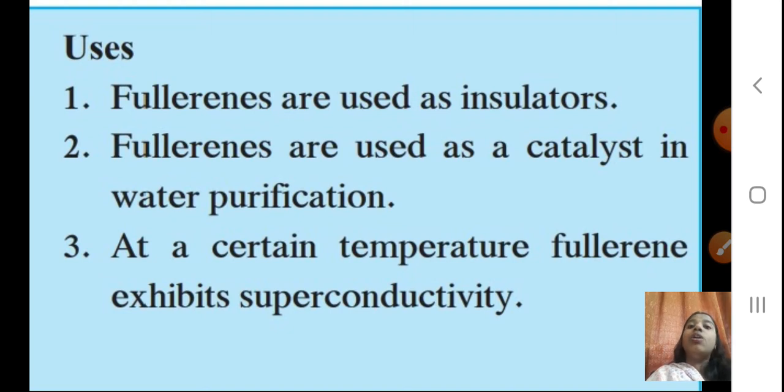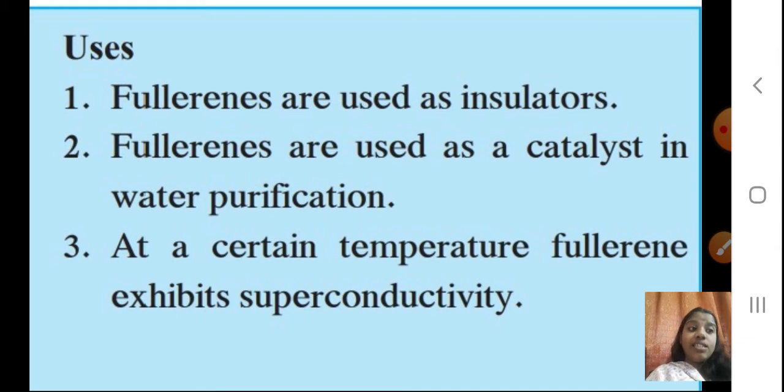Now see here, what are the uses of fullerene? Fullerenes are used as insulators. If they are used as an insulator, students, then are they a good conductor or a bad conductor of electricity? Yes, they are bad conductors of electricity.